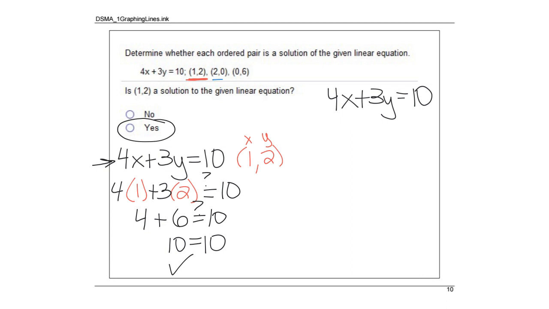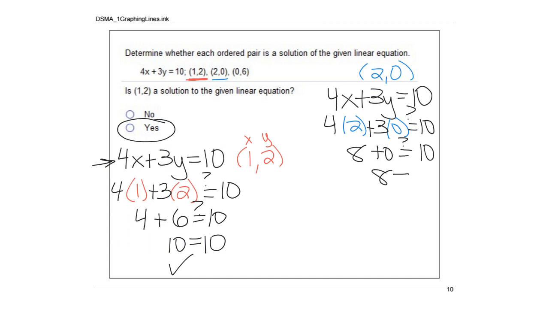All right, let's try another one. Let's try (2, 0). Okay, so x is equal to 2, y is equal to 0. And we're going to see if that equals 10, but you probably can already see that that does not equal 10. I have 8 plus 0 equals 10. I have 8 is not equal to 10. So this is not a solution.